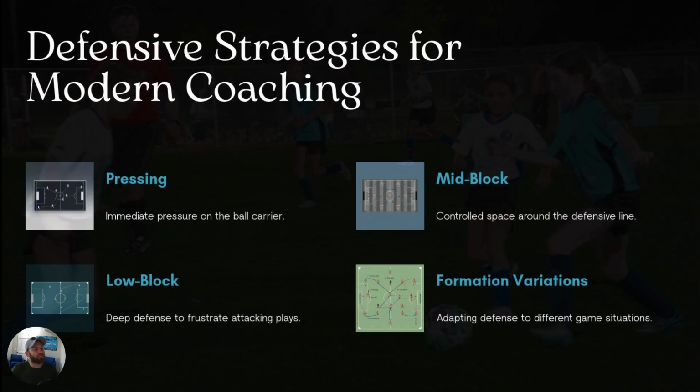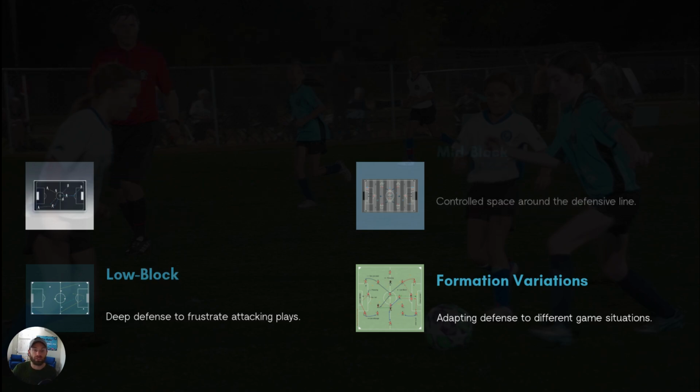All right, let's look at the defensive side. So we have pressing, which is immediate pressure on the ball carrier. We have a low block, deep defense that frustrates attacking players. We have a mid block that controls space around the defensive lines. And we have formation variations that adapt defense to different game-like situations. So let's take a look real quick at transition phases within the modern game to determine which one of these strategies would be the best and how we can transition away and be a defensive team.